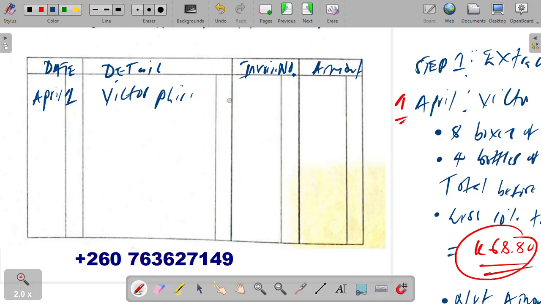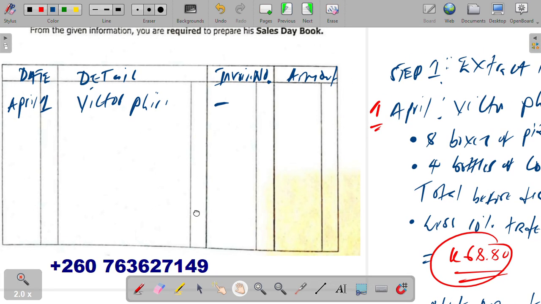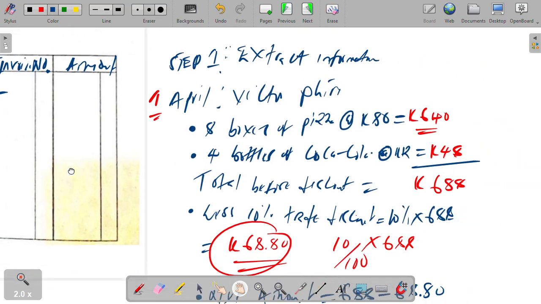What happened? Okay, we don't have the invoice number, so we just leave it there, but you show the examiner that you know the sales day book. Okay, sales number, there's no, we have actually calculated everything, so I'm just taking the total figures. That's how simple it is when you do the calculation.